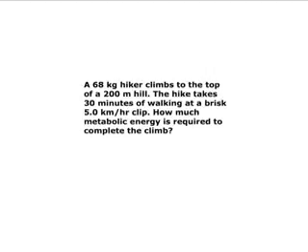Let's extract the information that we need to be able to solve the problem. The hiker has a mass of 68 kilograms, and that's going to be used in a couple of different places. The hiker climbs to the top of a 200-meter hill. That's talking about the vertical distance. Horizontally, it's much bigger than that, of course. The hike takes 30 minutes, and the hiker is moving at a brisk 5 kilometers per hour clip. Question: how much metabolic energy is required to complete the climb?